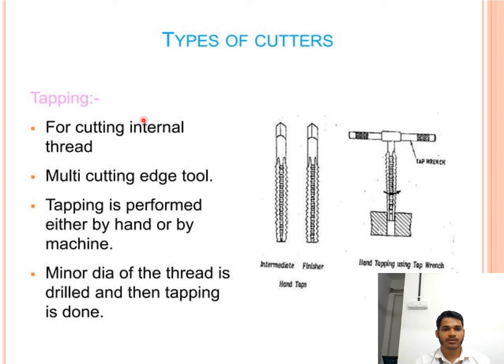Types of cutter: tap for cutting internal threads. For the tapping process to make internal threads, we use a tapered tool with multiple cutting edges. This is the handle, and we can operate it manually. Tapping is performed either by hand or by machine, and the minor diameter of the thread is drilled and then tapping is done. This is the drilled hole, this is the tapping tool, and this is the handle.